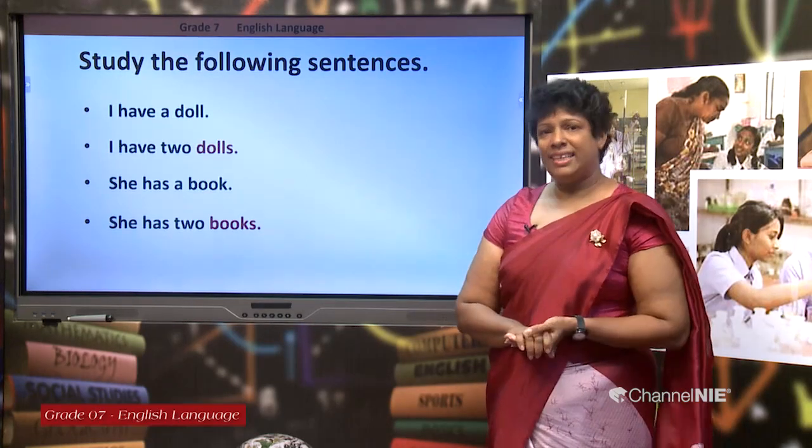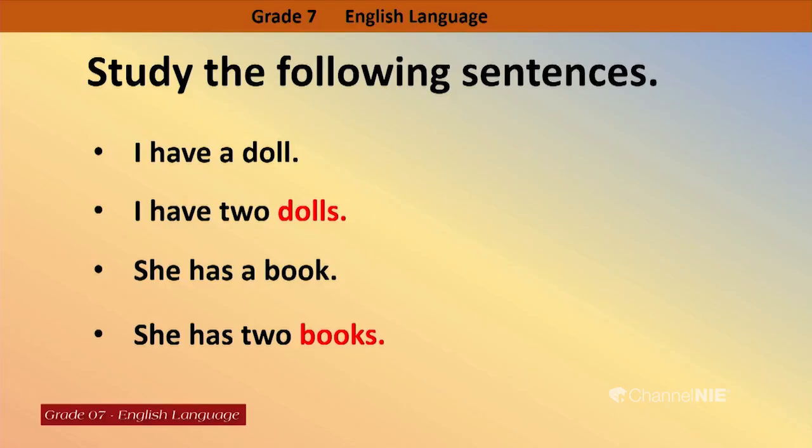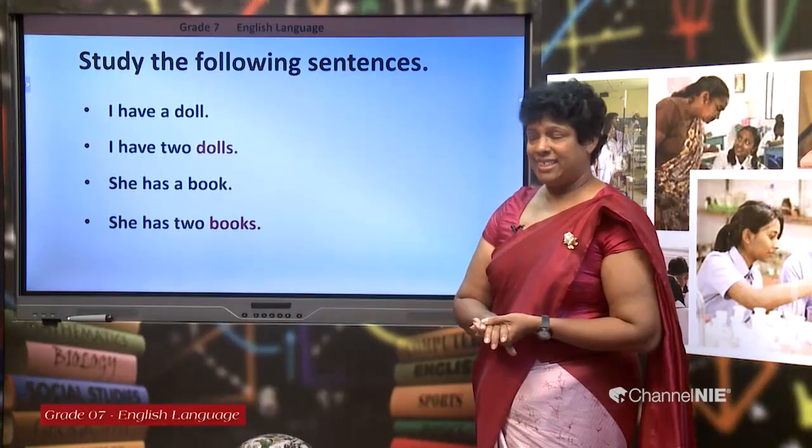Now, you can see some sentences on the screen. Study the following sentences. I have a doll. I have 2 dolls. She has a book. She has 2 books. Now look at these words. A doll, dolls. The word is in red color. A book, books. Now you can see there are 2 changes.